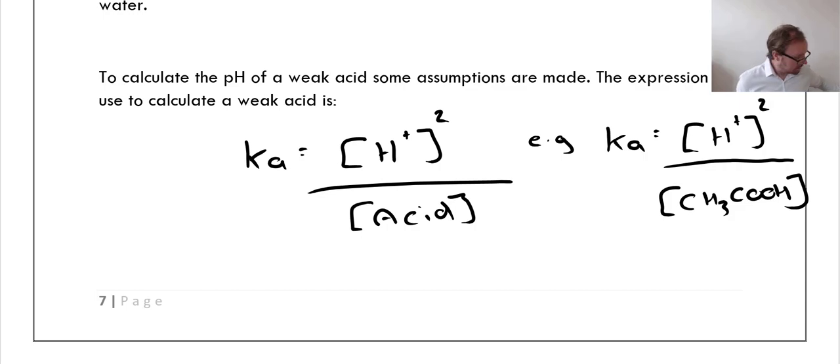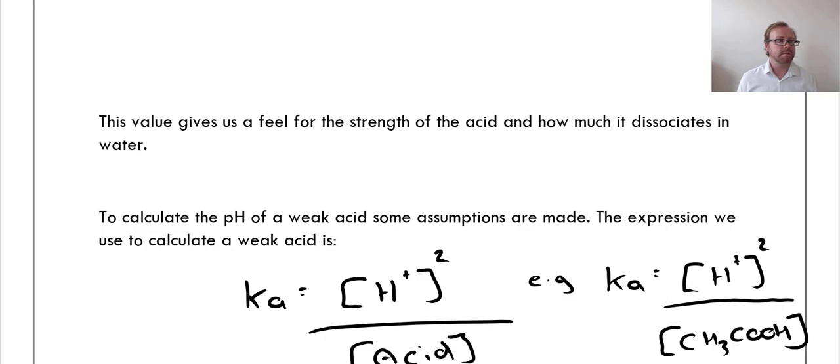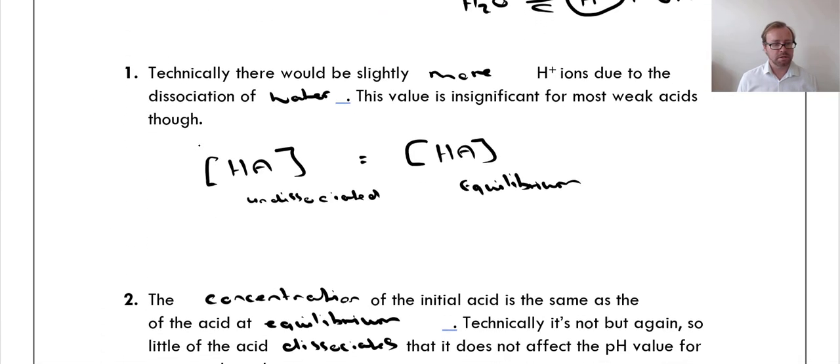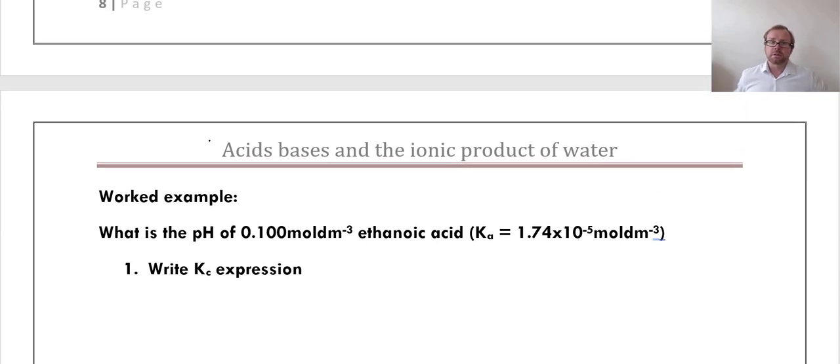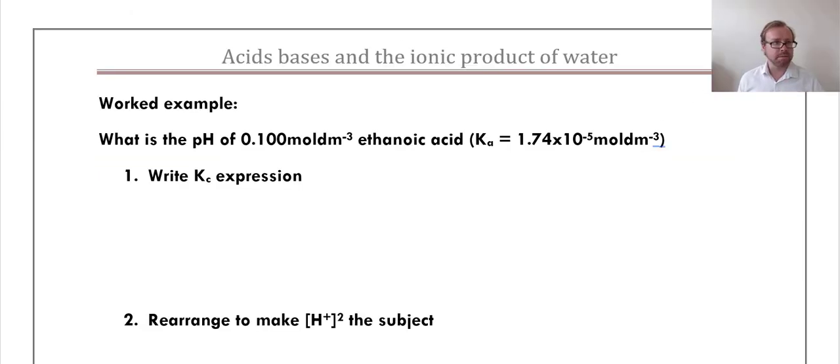So a worked example. Now I've given you the steps to be able to work this out, so I think you might be able to do it yourself. Have a go at it, see how you get on, and then we'll go through it together. Okay, I reckon most of you have done this. So what is the pH of 0.1 mol dm^-3 of ethanoic acid with an acid dissociation constant of 1.74 times 10 to the minus 5?